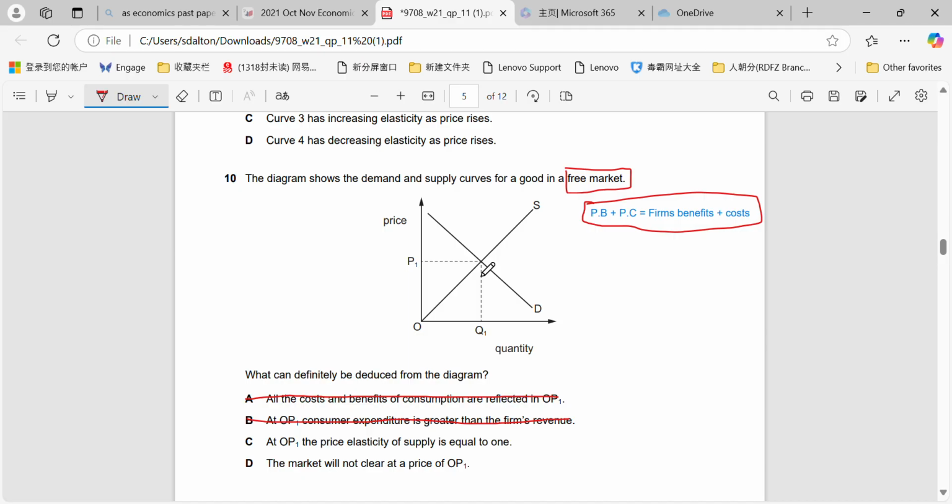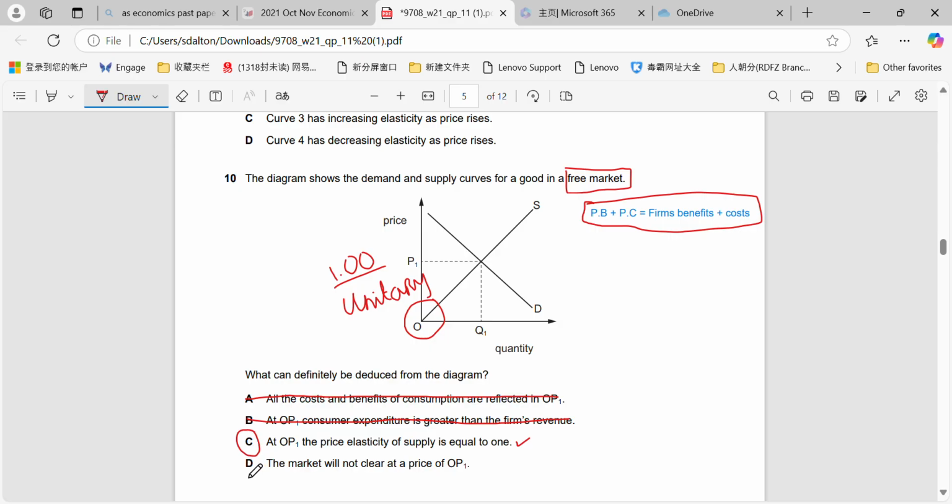At OP1, PES is equal to 1. That is true. How do we know? Remember that unitary PES always comes out of the point of origin. As soon as we see a supply curve that is a straight line, like this one is, in a straight line all the way up here, as soon as it comes out of the point of origin, it has a unitary PES, which means that at every point along that curve, it is equal to 1.00.